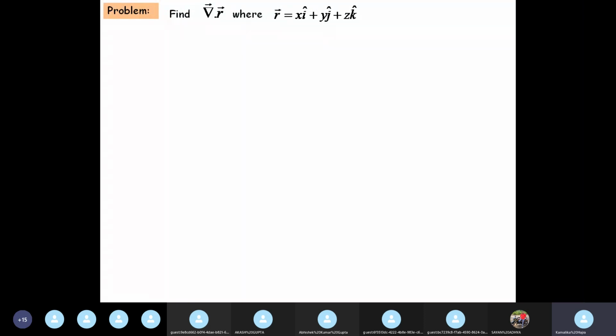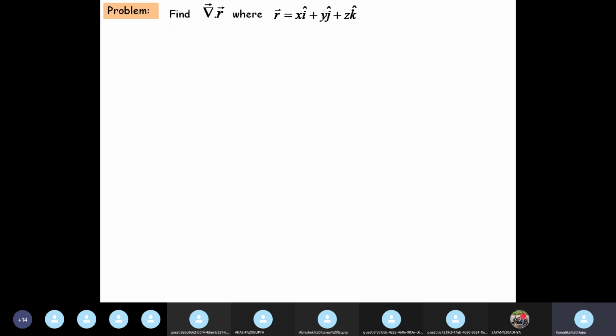Can someone unmute and tell me the answer? What will be the divergence of r? You don't even have to write this down. You can just do it. i cap plus j cap plus k cap. Aha, see? No i cap, j cap, k cap. Yes, 3. 1 plus 1 plus 1. Yes, 3. Answer is 3. No i cap, j cap, k cap. Yes. So you learn from your mistake. I hope you will not make this mistake in future when you do the problems. So answer is 3.